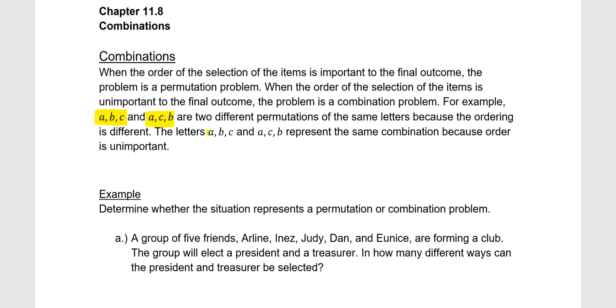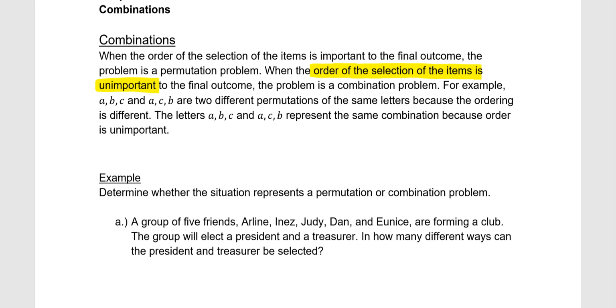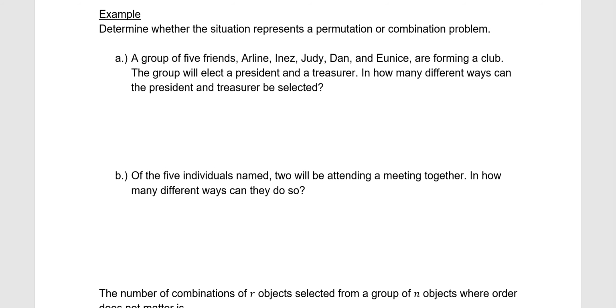If we have ABC and ACB for a combination, though, this actually represents the same combination because order does not matter. So for combinations, order does not matter. Order is unimportant for combinations. Permutations, order matters. Combinations, order does not matter. So let's see an example here.